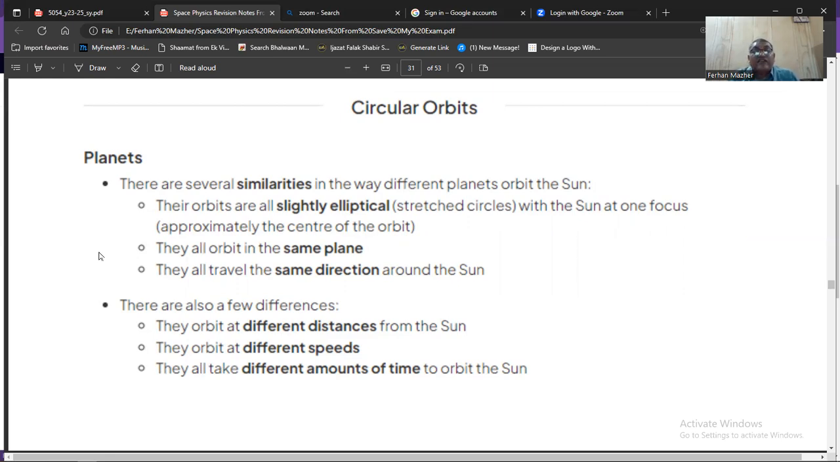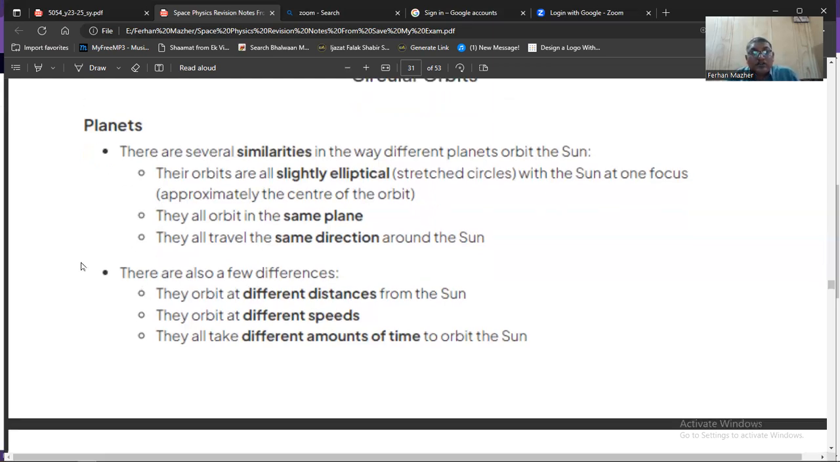There are also a few differences. They orbit at different distances from the sun. They orbit at different speeds. They all take a different amount of time to orbit the sun. This is a very famous question: the similarities and differences in the circular orbits.